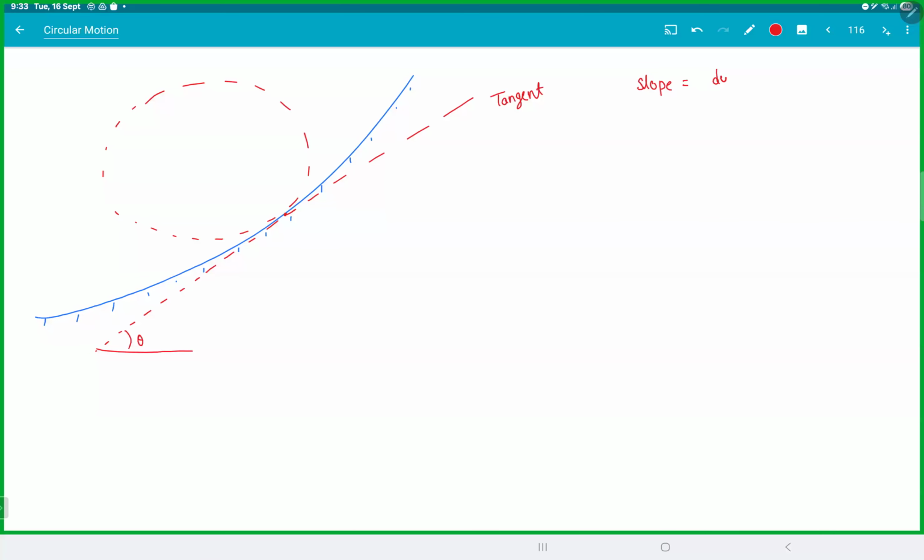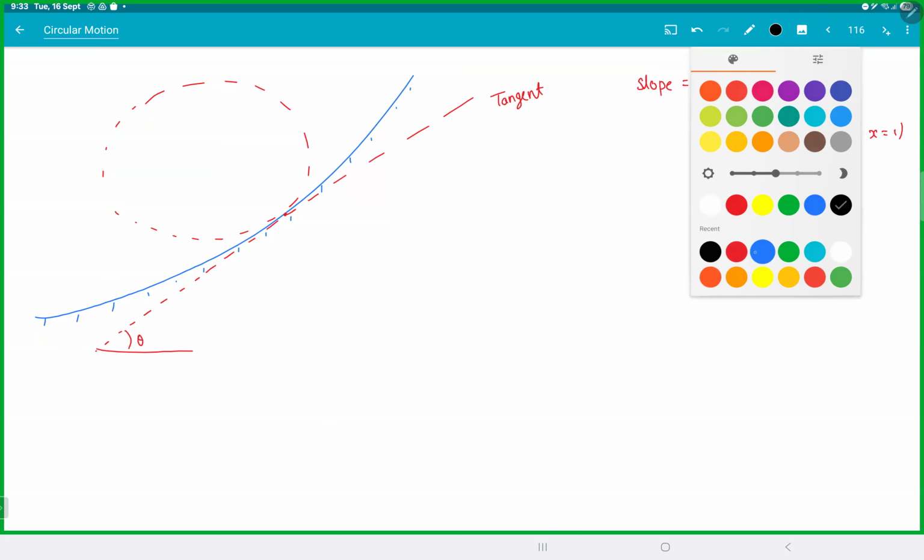The slope will be dy by dx. Here y is x cubed by 3, so that's x square. So tan theta is equal to 1 because x is equal to 1. So theta is 45 degrees. So at that instant, the block will feel as if it is going on an incline of 45 degrees.